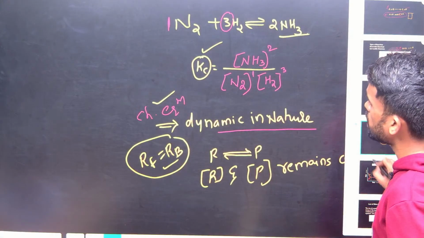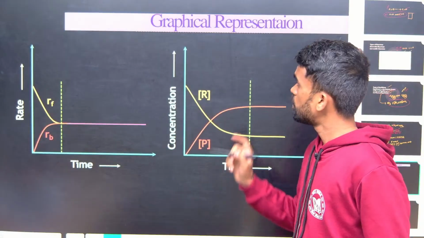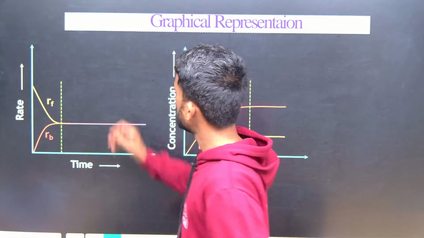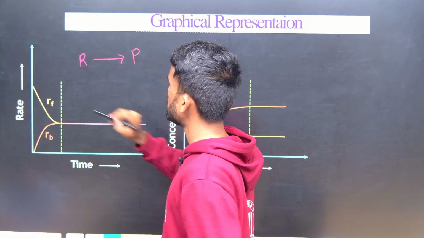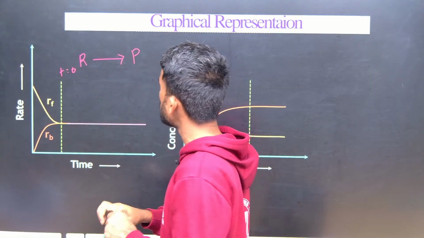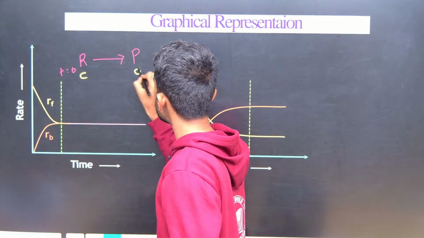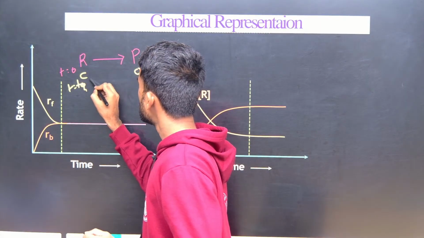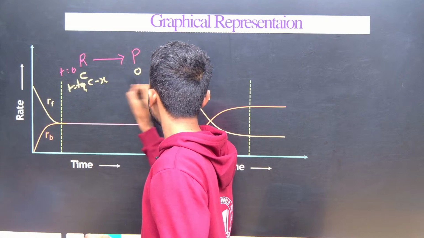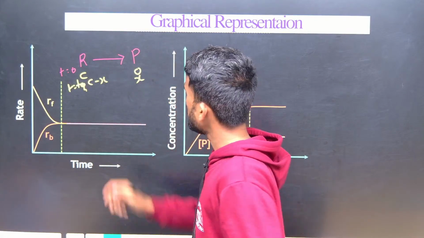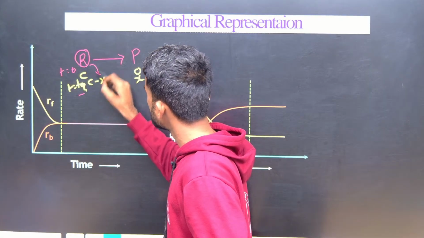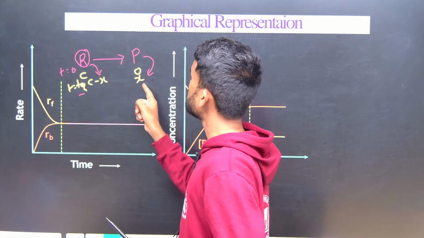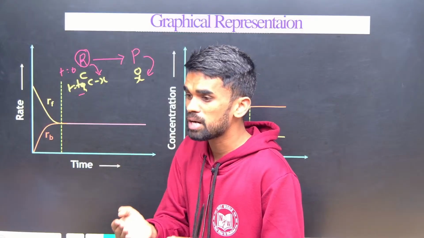Okay, so now you need to represent the equilibrium reaction in a graphical way. For example, there is a reaction, initially reactant will be there. At time t0, initially we have only reactant, but the product concentration will be 0. After some time, equilibrium may be attained, so some amount will be converted from reactant to product. So at equilibrium, the reactant concentration is how much? C minus X. Product concentration is how much? X. These values remain constant but may or may not be the same.